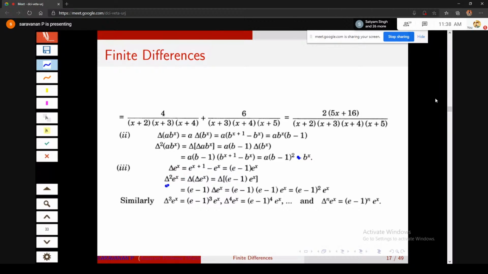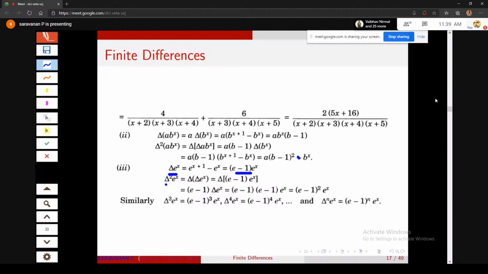Similarly, delta square will become delta of this. e minus 1 is a constant, take it out. Delta of e power x is this. So you'll get e minus 1 whole square into this. So you can note that now first order difference is e minus 1 e power x.